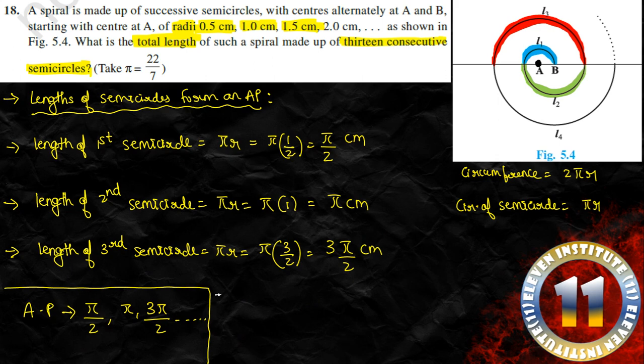Right? We can write from over here a is equal to pi upon 2, the first term. Then we can write common difference d is equal to second term minus first term. So we can write pi minus pi upon 2. So pi minus pi upon 2 will be again pi upon 2.